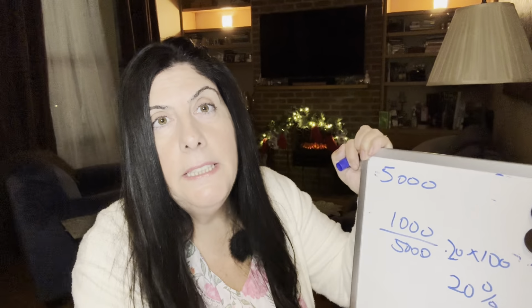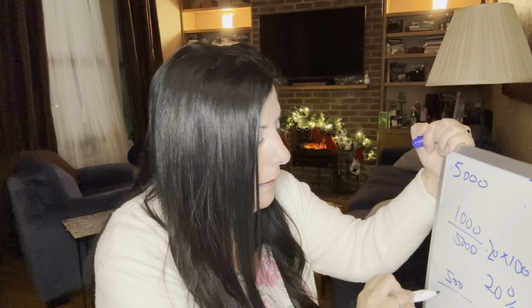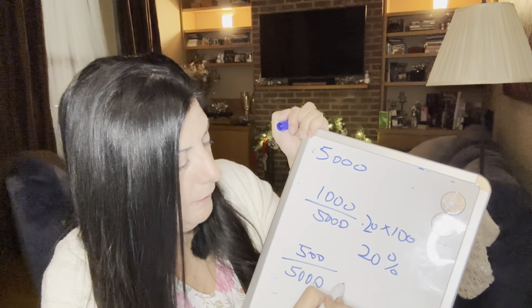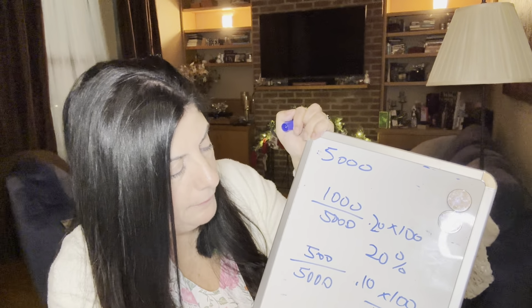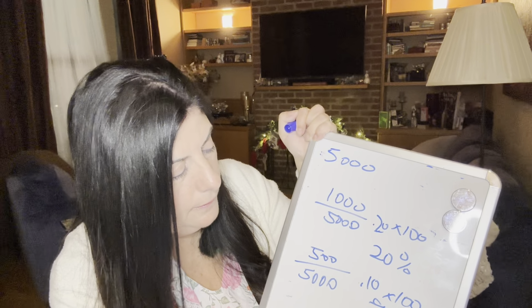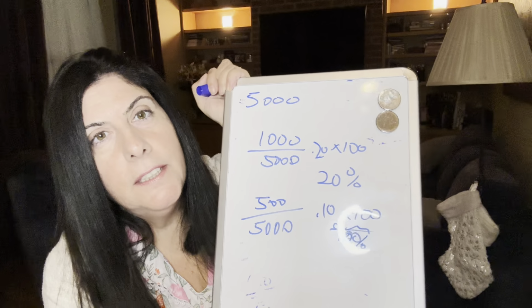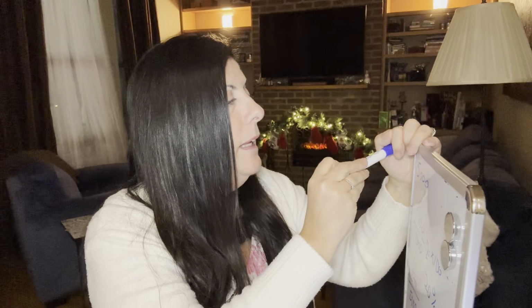But let's say you were only saving $500. Divided by the $5,000 that you net a month, now you're obviously only saving 0.10, multiply that by 100, and that's 10%. Sorry about that. That gives you the 10%. So you can use that to see your savings rate.